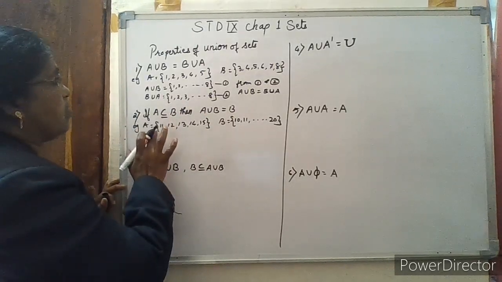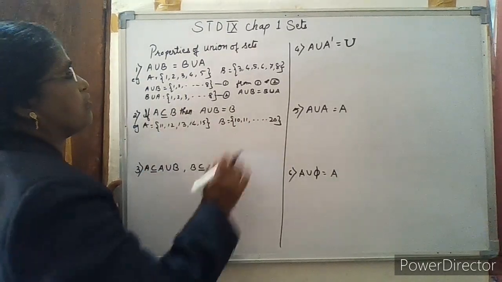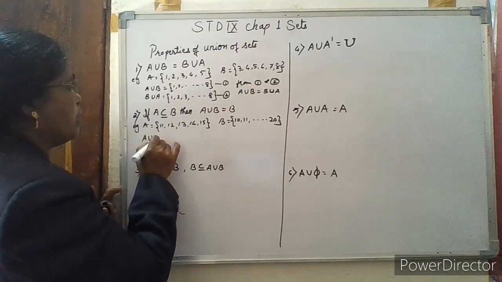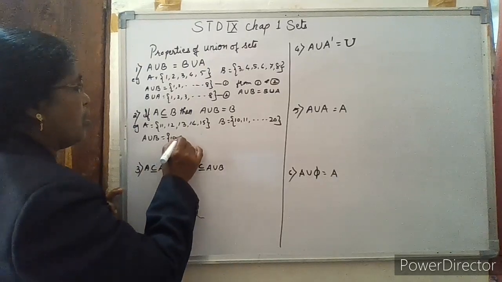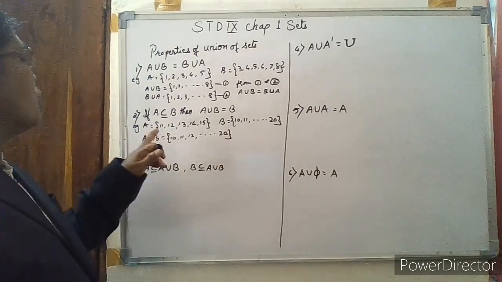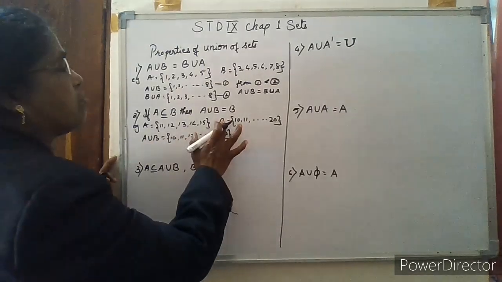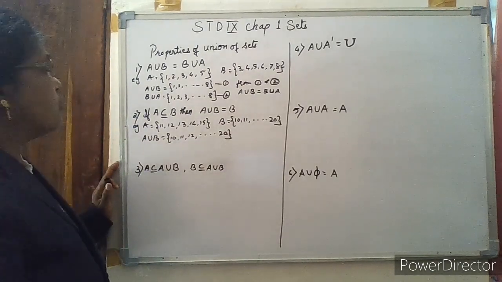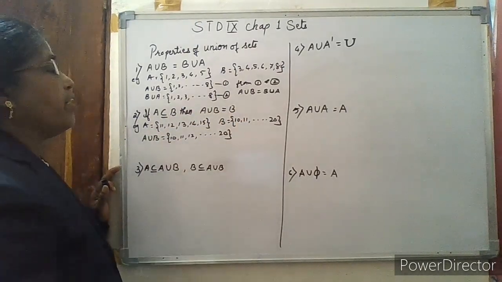Now set A, all the elements are present in set B. That means A is a subset of B. Then what is A union B? Let us find out. A union B starts from 10, 11, 12 and so on up to 20. You have to take all the elements of set A and set B, that is A union B. Now if you observe set B, 10 to 20, A union B is again 10 to 20. So if A is a subset of B, then A union B is equal to set B.